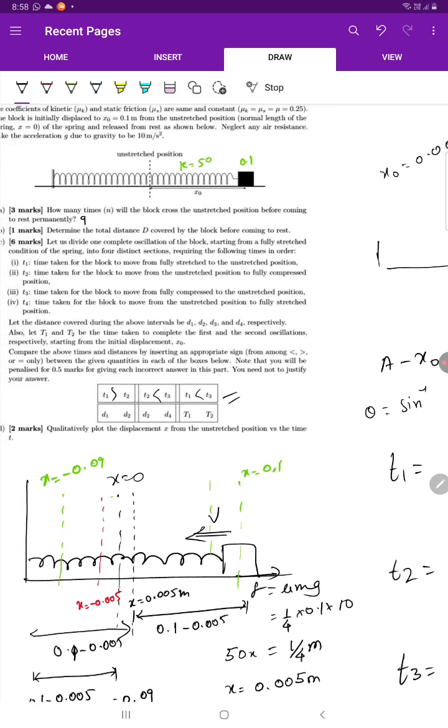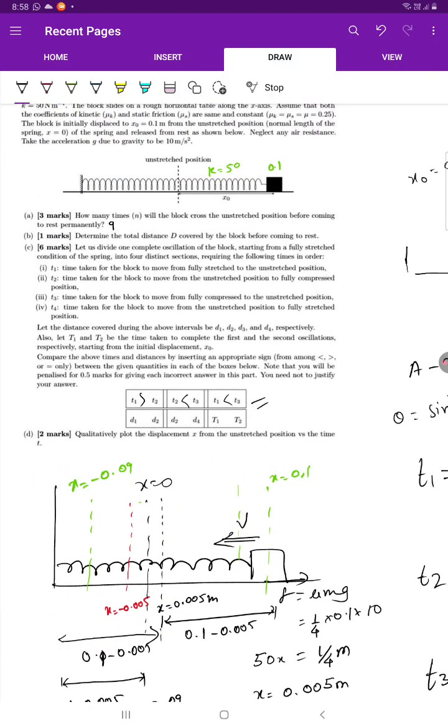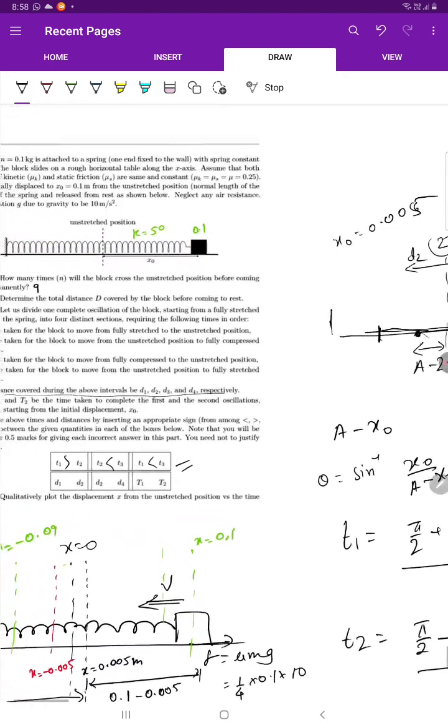And the second part says you have to compare the D1, D2, D3. What is D1? D1 is defined as the distance covered during the intervals T1, T2, T3 and T4. So D1 is basically this distance, D2 is this, then D3 and D4. D4 will come out less than D1. Of course, D2 will be greater than D4, one can say, because let me just extend it a bit more. So D1 will be greater than D2.